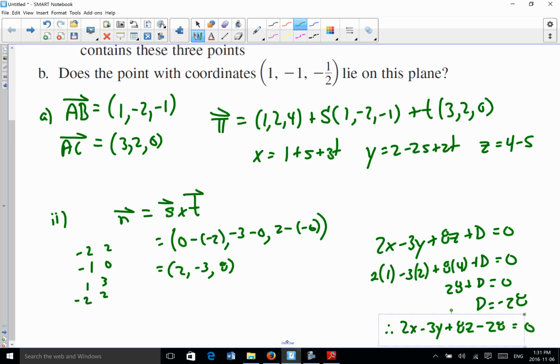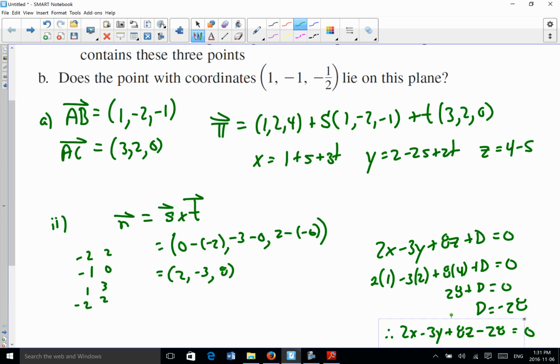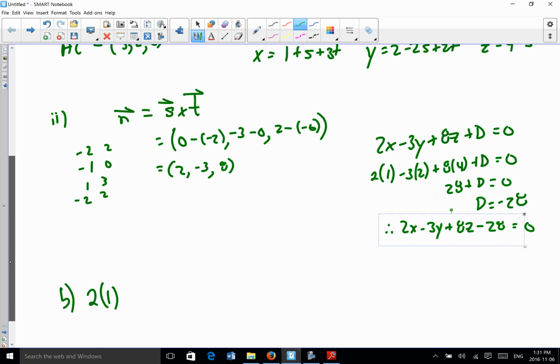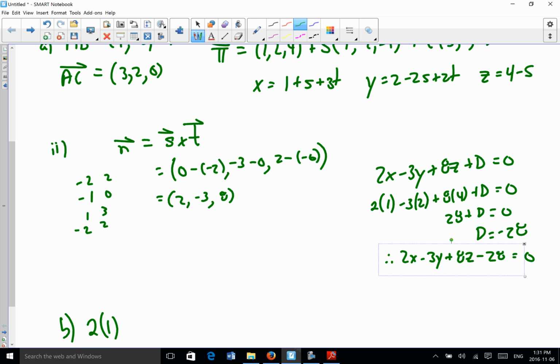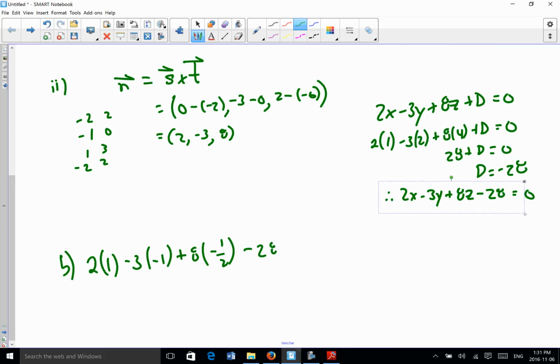Part B, does the point lie on this plane? Well, if that point lies on this plane, then I should be able to substitute this for x, y, and z, and it should work, right? So let's take our Cartesian and let's try it. So 2 times x, x was 1. That's what we're told up here. Minus 3 times y, y was -1. Plus 8 times z, z was -1/2. Just taking our points, okay. Minus 28 should come out to 0.